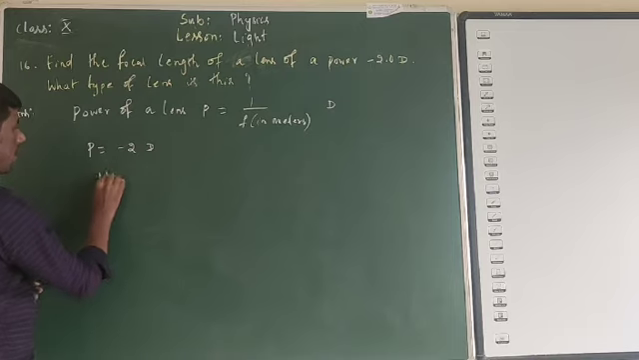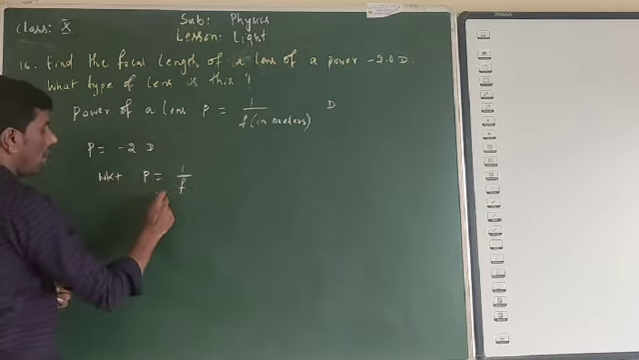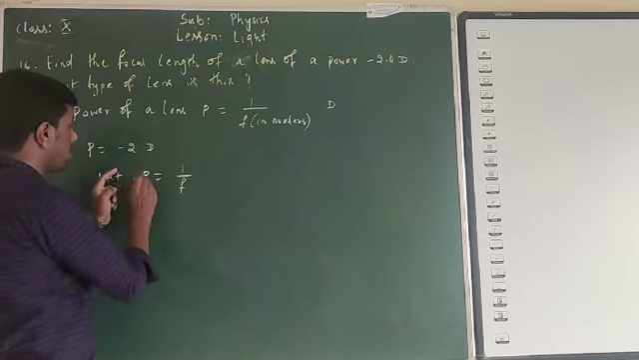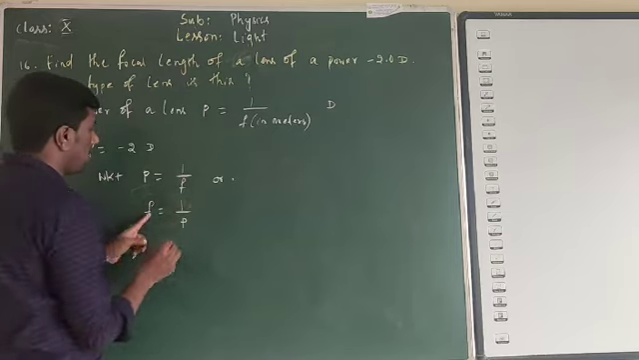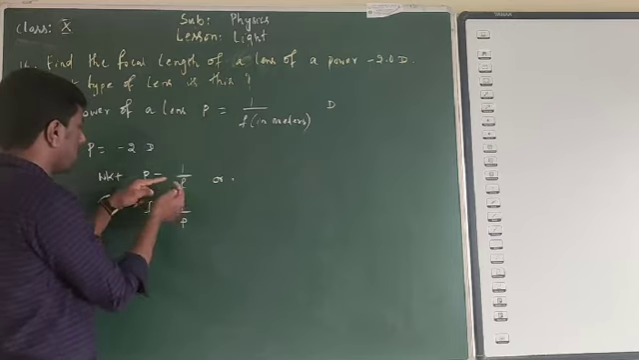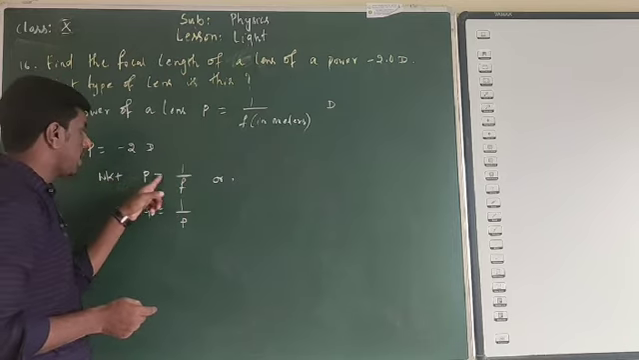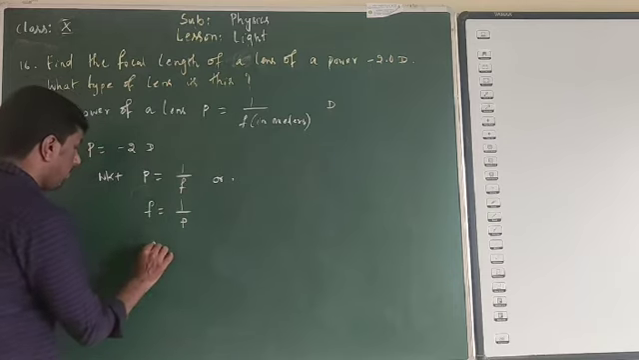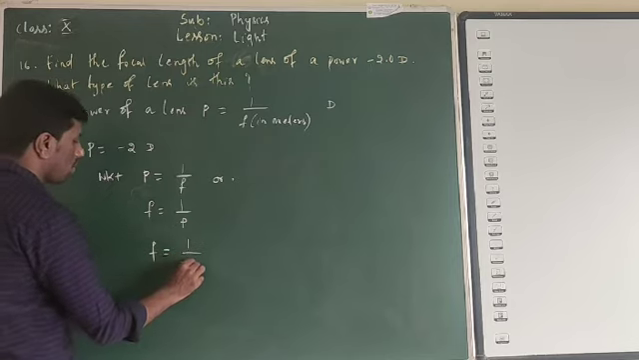We know that P is equal to 1 by f, or f is equal to 1 by P. If I cross multiply, P to here and f to here. If you transform f to the left-hand side, it gets multiplied; if you send P to the other side, it gets divided. That's it. Then focal length is equal to 1 by power, which is minus 2.